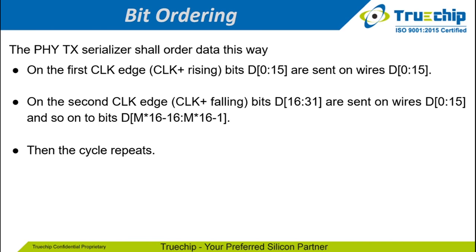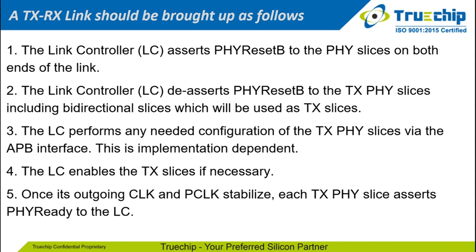So here is the bit ordering. The PHY TX serializer shall order data this way. On the first clock edge, 16 bits are sent on wires. On the second clock edge, the next 16 bits are sent on wires, and so on. Then the cycle repeats.